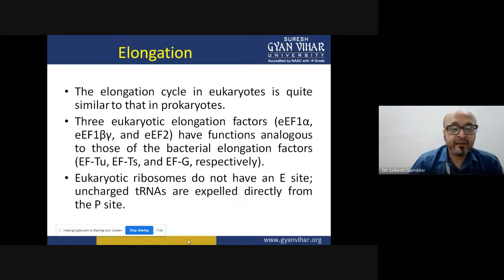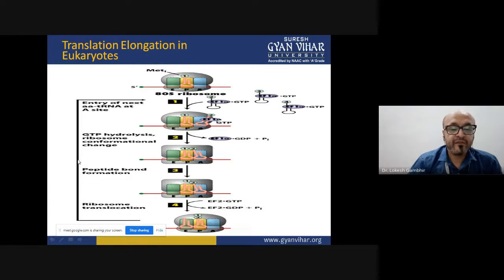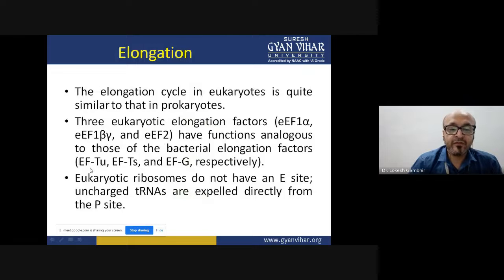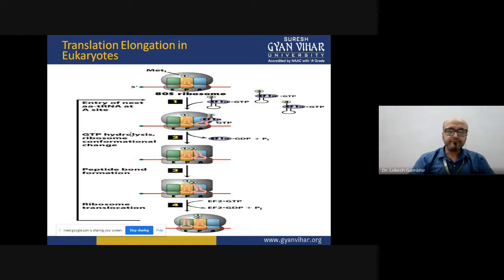We read clearly that in prokaryotes we read about EF-Tu, Ts and G, and similarly we have elongation factor 1 alpha, 1 beta gamma and EF2 to carry out the elongation in these eukaryotes. So what are these? These are actually the analogs. These are analogs to what? To the bacterial or the prokaryotic elongation factors. Now, see, this is how the elongation factor is going about.